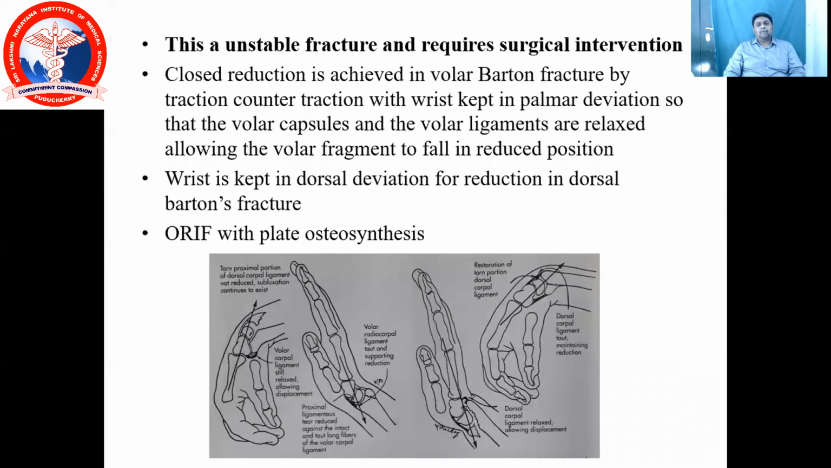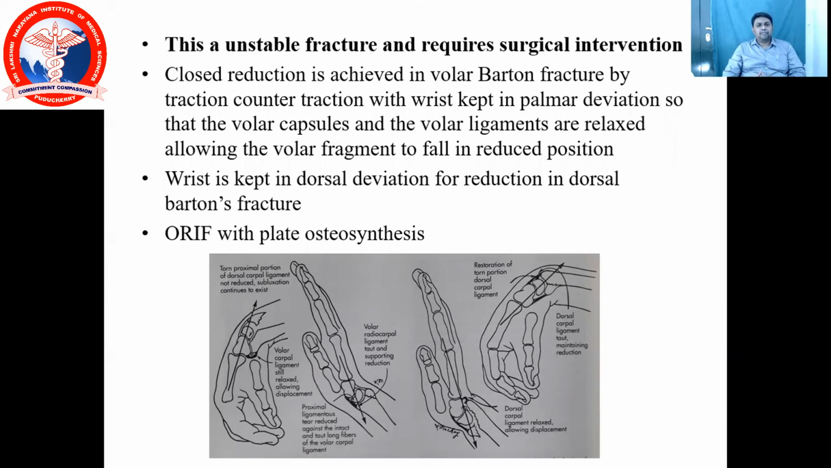So this Barton fracture is a highly unstable fracture, and this requires surgical intervention. Closed reduction can be achieved, but holding the fracture in a good reduced position is very difficult. So open reduction internal fixation with plate osteosynthesis is recommended. So how are you going to do a closed reduction?